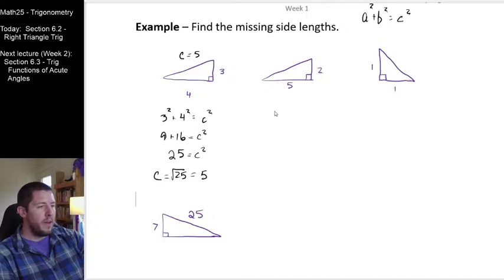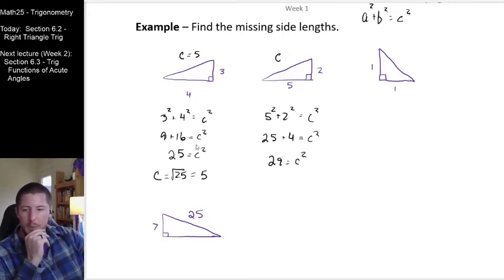We can do a few more of these, right? So I can see here again, similar situation. This looks like my a and b. Again, it looks like the hypotenuse is the unknown. So I can do my 5 squared plus 2 squared equals c squared. It looks like I'm getting 25 plus 4 equals c squared. And that's going to give me 29 equals c squared.